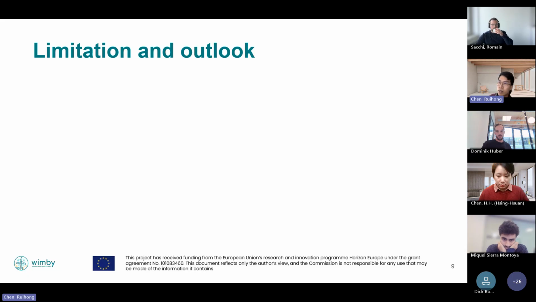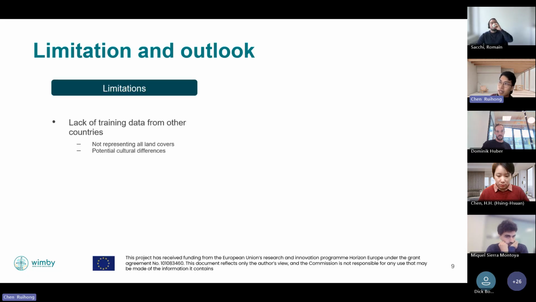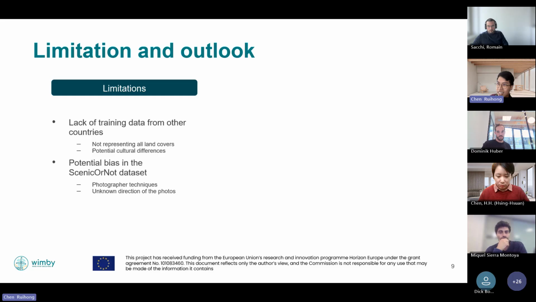So here we come to limitation, the outlook. So the main limitation of our method is, yes, the lack of training data from other countries. Basically, we're training the model on Great Britain and predict the whole scenicness across Europe based on the British opinion, you can say. And then there's also potential bias in the scenic or not data set.